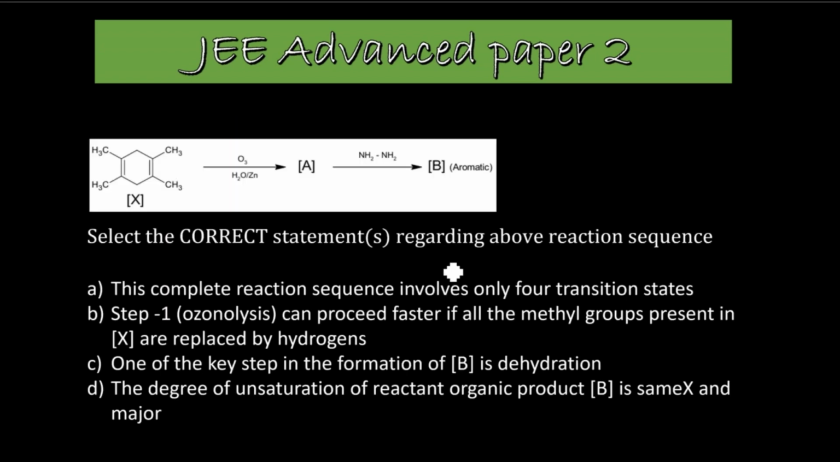Then moving on to the next question. This is undergoing again ozonolysis. Without ozonolysis, you can't find any paper, any competitive examination paper. So it is undergoing ozonolysis to give A, and A is treated with hydrazine to give B. B is aromatic. So let's see what A and B are. So with oxidative ozonolysis, what will happen? The bond will get broken. The remaining you are just going to write as such. So the CH3s are there.